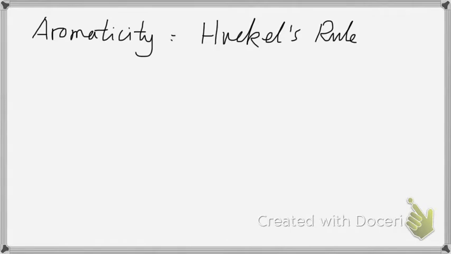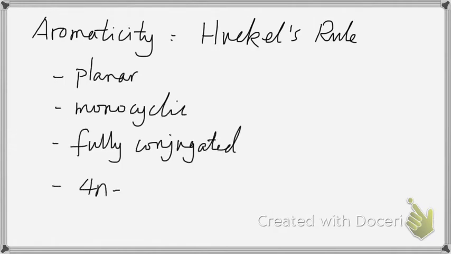So we have the Hückel's rule that tells you what compound can be aromatic. There are 4 requirements here. The compound must be planar, it must be monocyclic, must be fully conjugated, and with 4n plus 2 pi electrons. The first 3 are easy to understand. Okay, we must have a fully conjugated system with pi bonds, but the number of pi electrons is also a requirement.